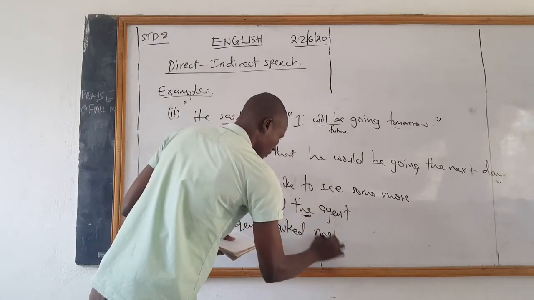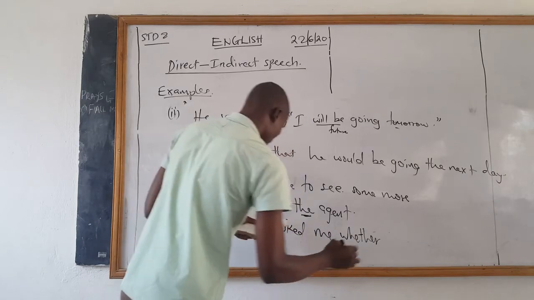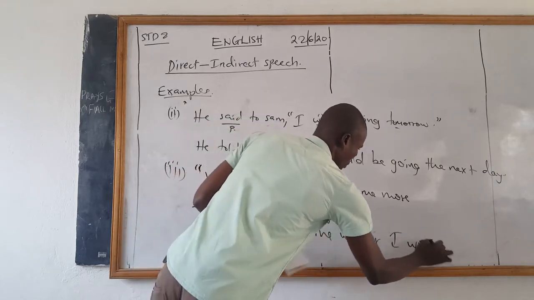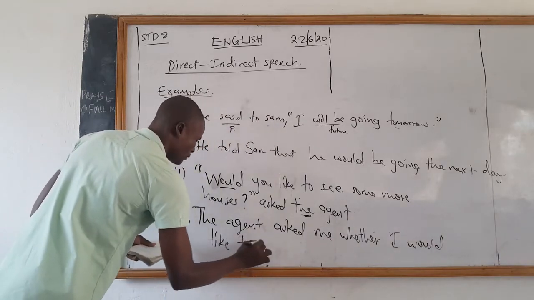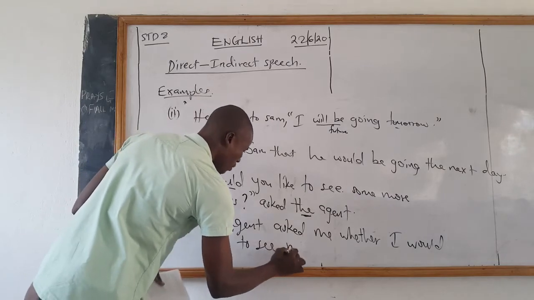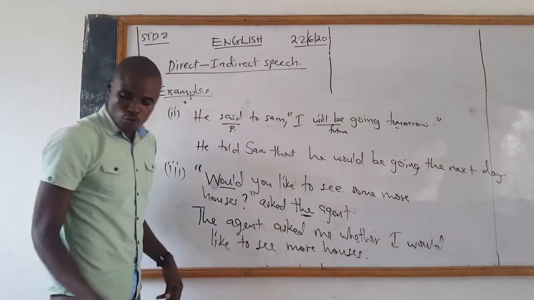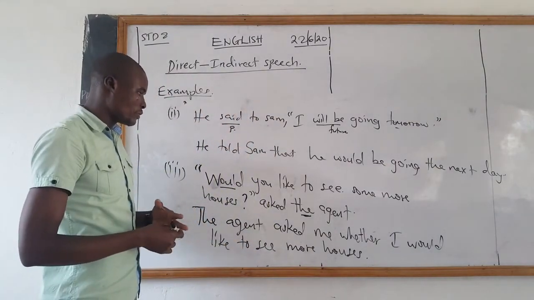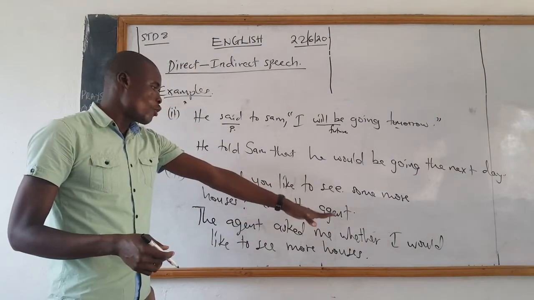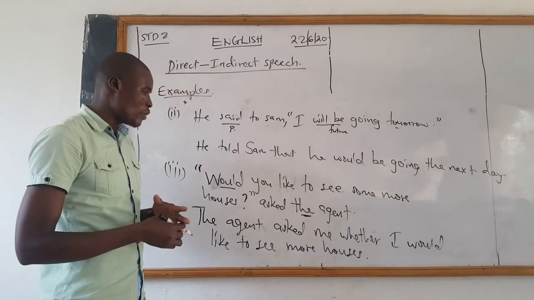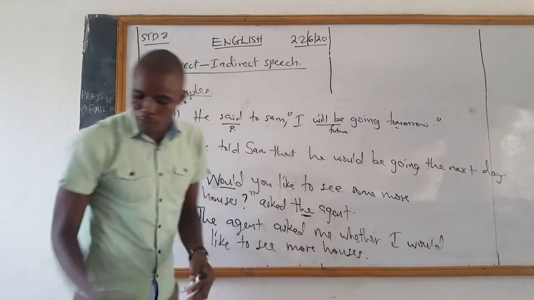The agent asked me whether I would like to see more houses. Full stop. He asks you whether you wish to see more houses. "Would you like to see?" What are we now converting it to? Whether I would like to see more houses. Don't say "or not". No. "Whether" is just enough. Whether we would wish to see more houses.